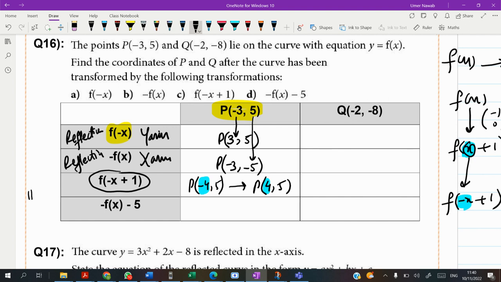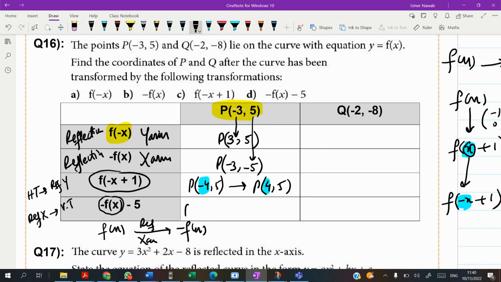First, I do the horizontal translation. Then I go to the reflection about the y-axis. Now here I'm going to do the vertical again. Allow me, guys, first of all, let me do this reflection about the x-axis, and then I do the vertical translation, and I will add minus 1. Suppose f of x goes to minus f of x, that is a reflection about the x-axis.